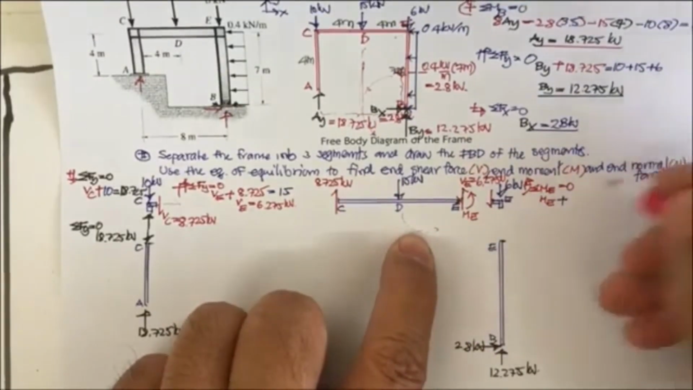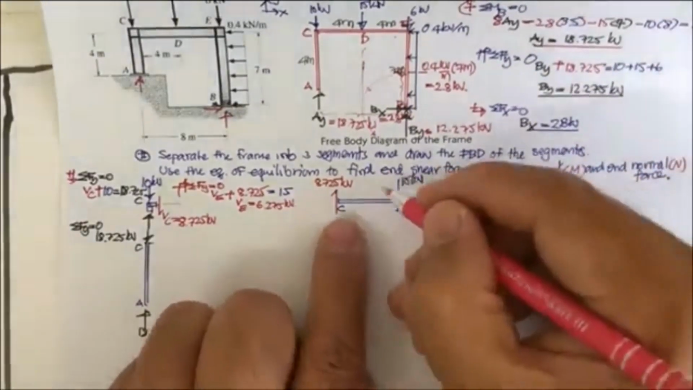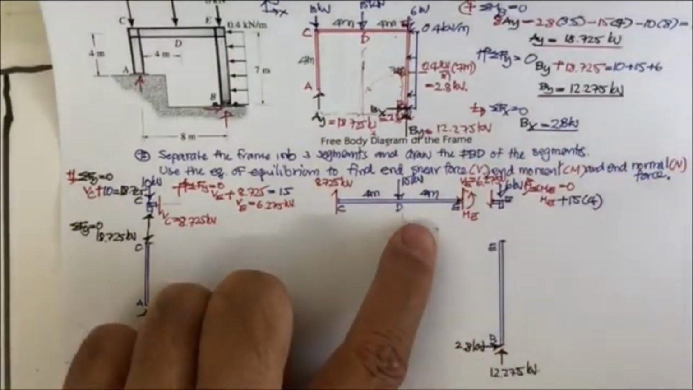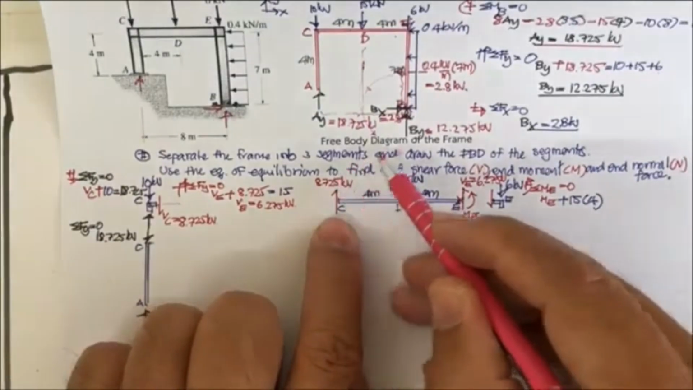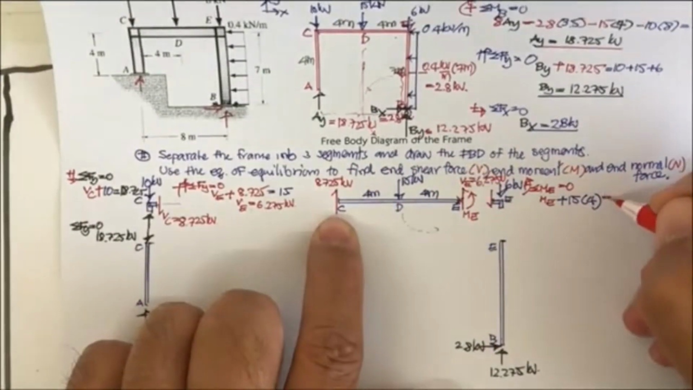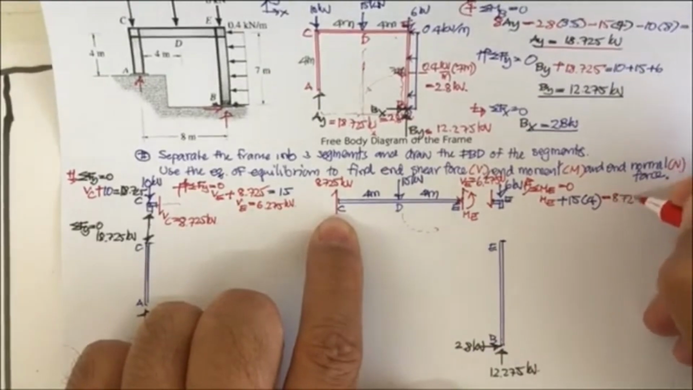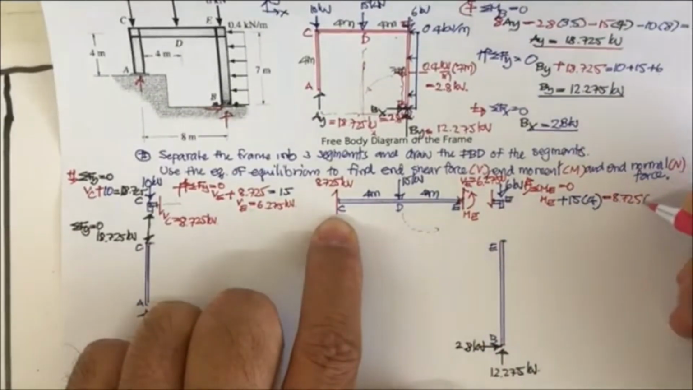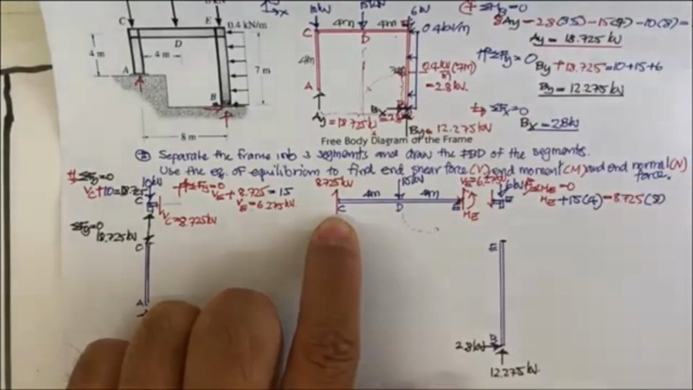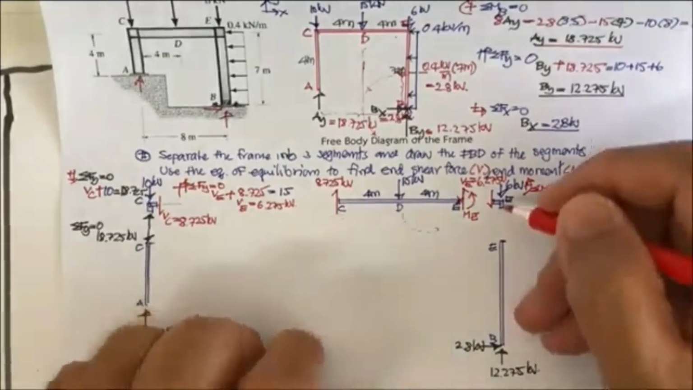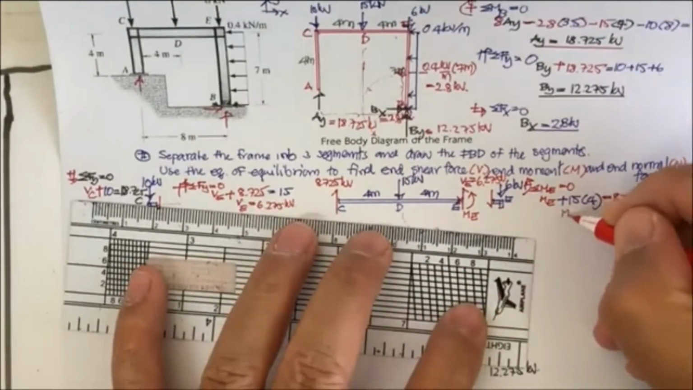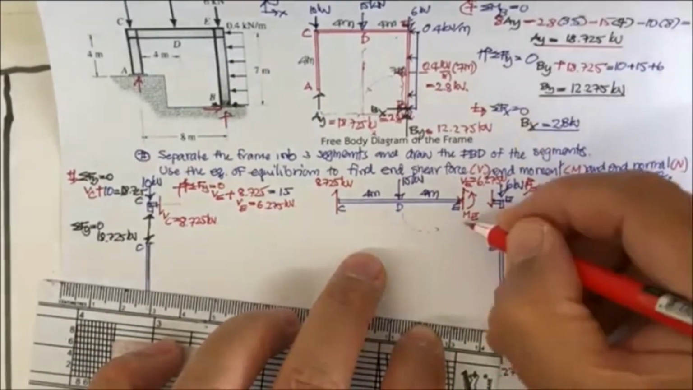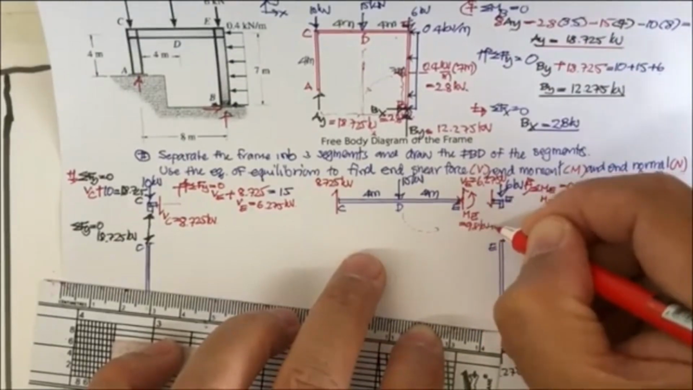So plus 15, and don't forget this is 4 meter, so 15 times 4 is 60. And this moment has the opposite direction, so it is going to equal 8.725 times 8. If you put everything there, you will get M sub E equal to 9.80 kilonewton meter. So this is equal to 9.8 kilonewton meter.